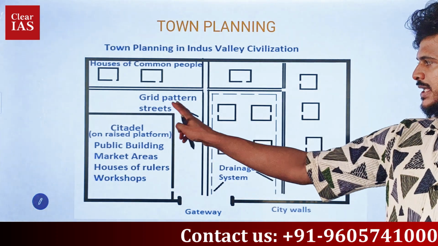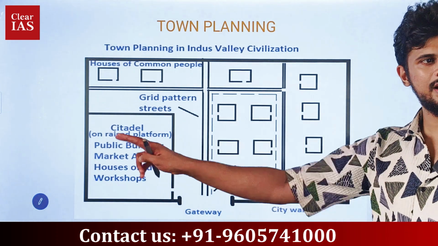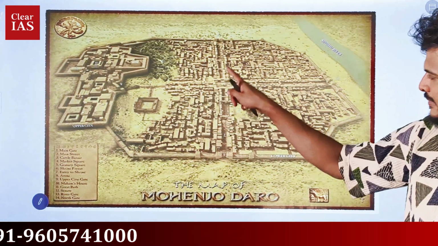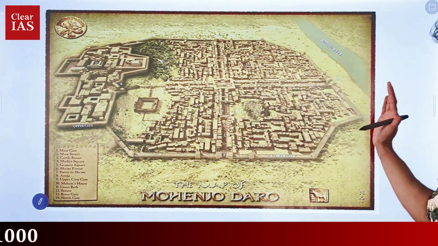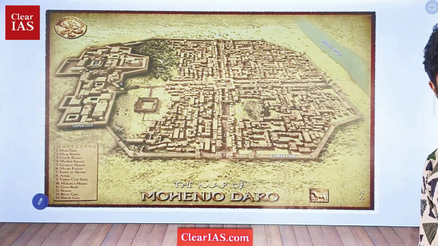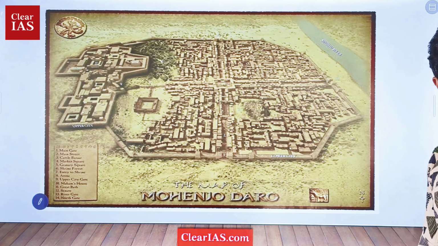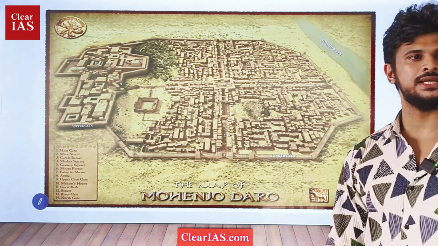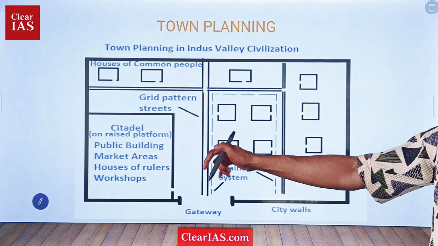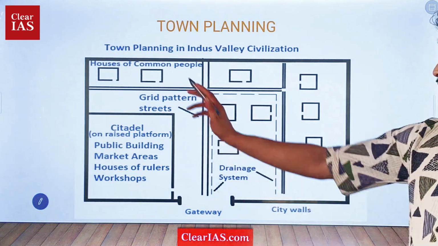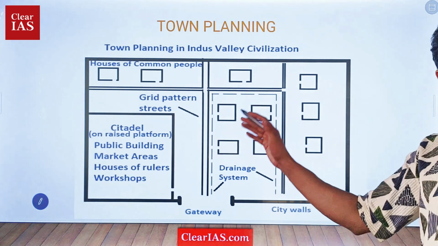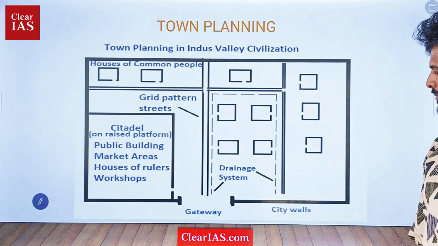Then the streets were arranged in a grid pattern. You can see it clearly here. See, there's a very specific grid pattern in which all these buildings are arranged. It's a planned arrangement, because almost all the IVC sites have a similar plan. So there will be grid pattern streets, and the houses of common people are arranged alternately. So it's also arranged in a very square-shaped pattern.